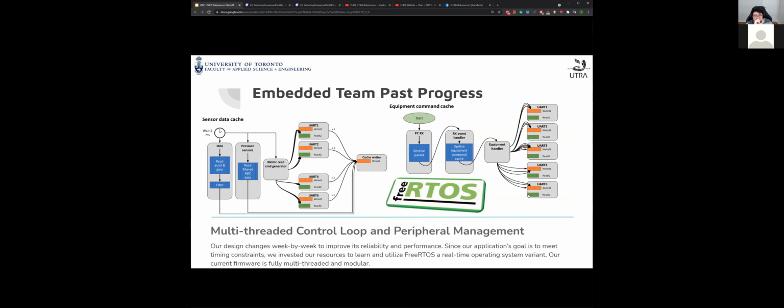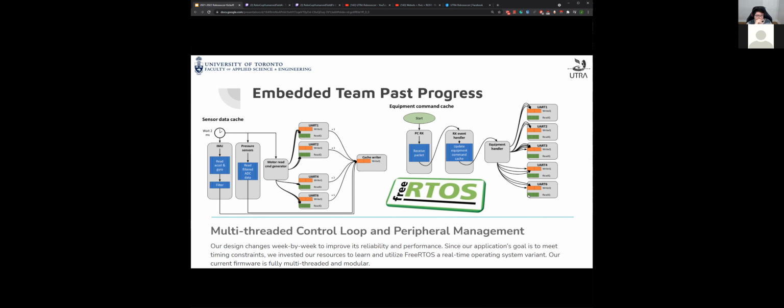In terms of the embedded team, as I mentioned before, they are in charge of programming the STM32 chips, which do all the sensor fusion for us. Again, we're using a FreeRTOS system, which enables a lot of the more complex control loops that we use for our sensor communications.